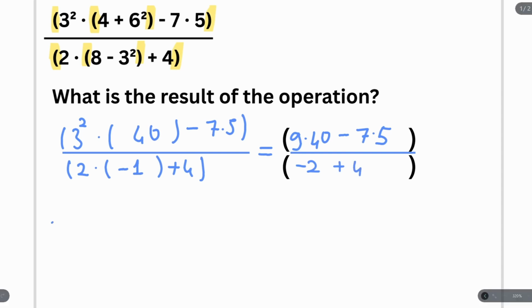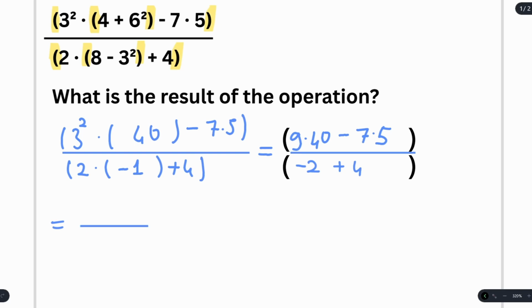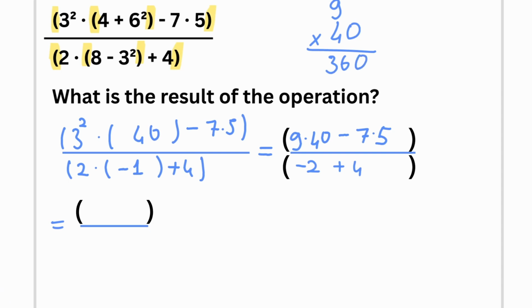Let's continue here. We're going to do 9 times 40. Remember the shortcut I gave to you, so it's 9. And then when we have a 0 at the end, we just shift it like this. And then we do the multiplication. 9 times 4 is 36. And just bring down the 0. The answer is 360. Minus 7 times 5 is 35.